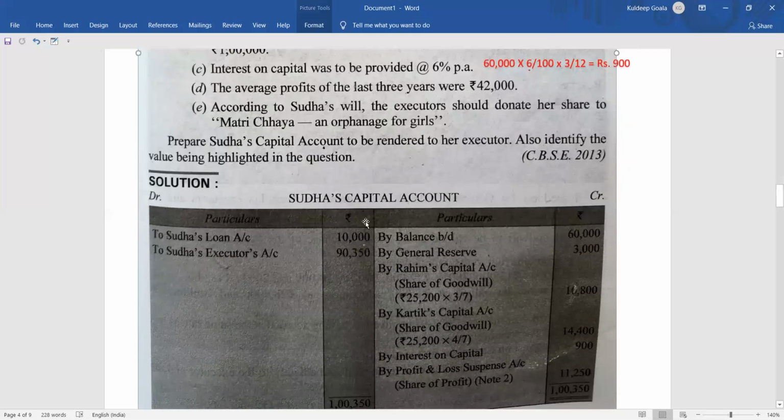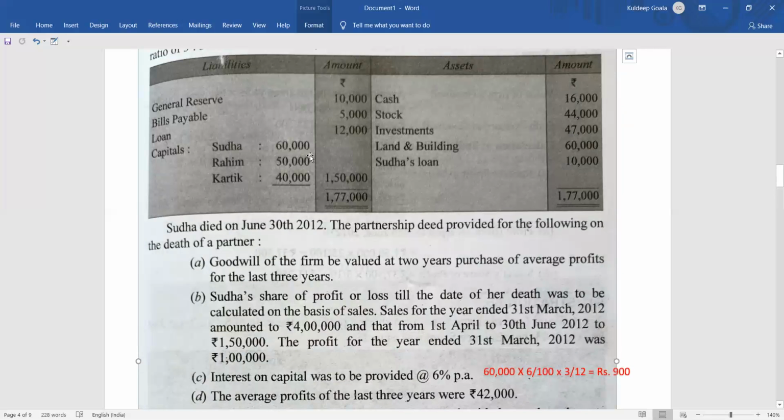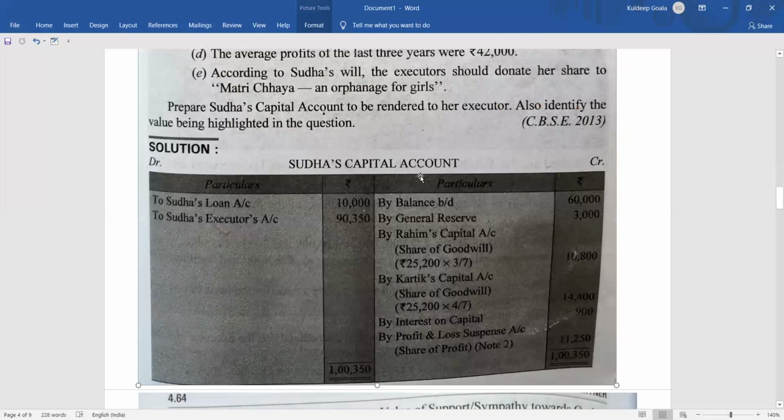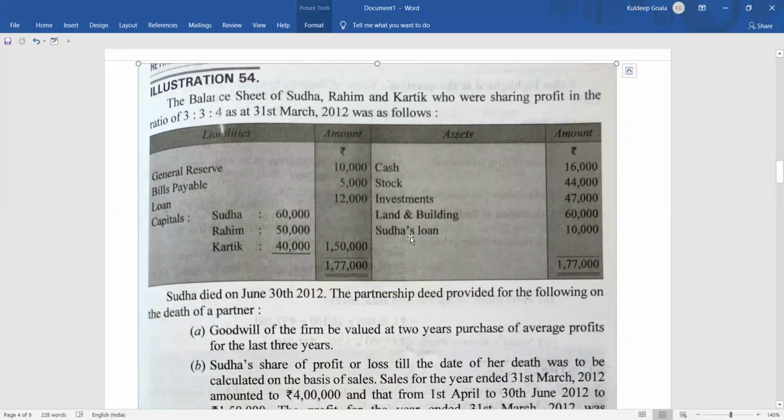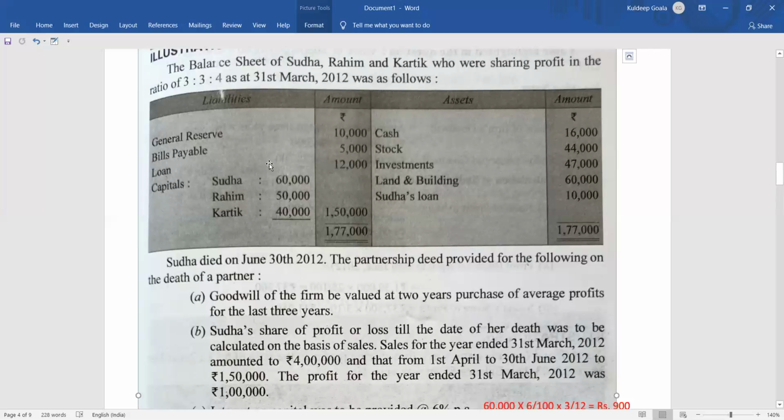What we'll do is first of all transfer the capital. Sudha's capital is 60,000. Where will it come? In the credit side of Sudha's capital account. So Sudha's capital, credit side, by balance brought down 60,000. Done. Once this capital comes, after that one by one you will transfer the reserves and all. So only general reserve of 10,000 is there.